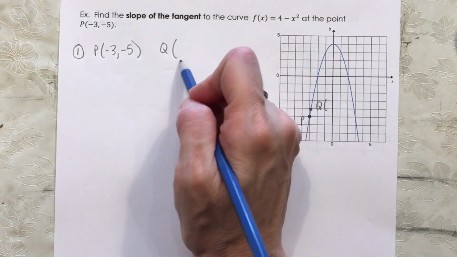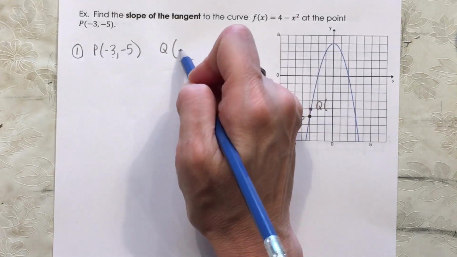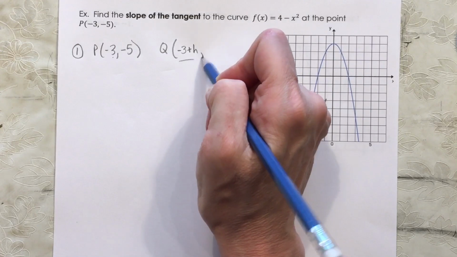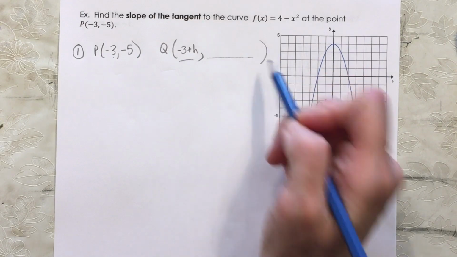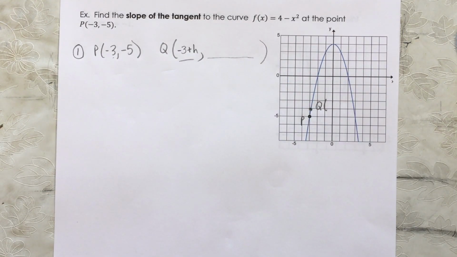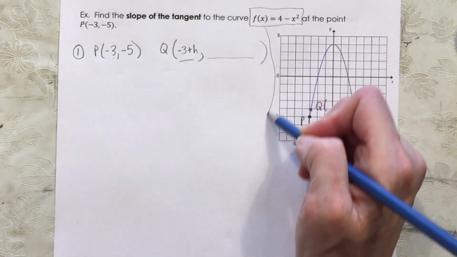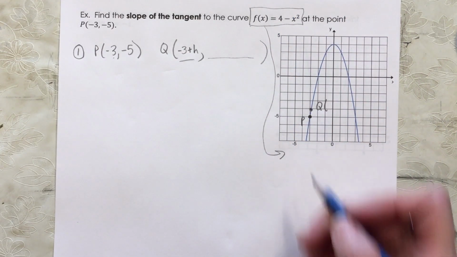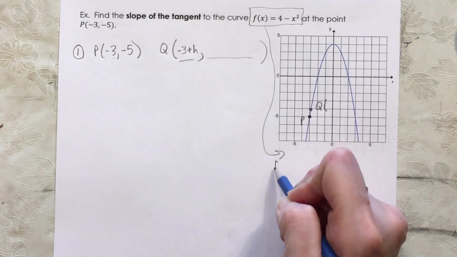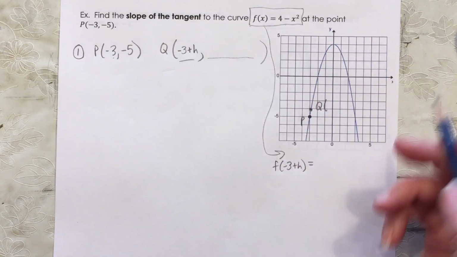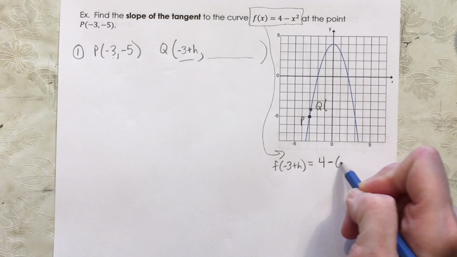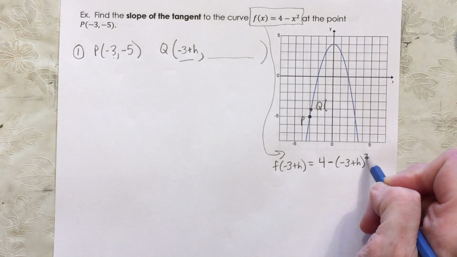So how do we say that? The x is going to be a little bit to the right, so it's going to be -3 plus that little bit h. Then we need the corresponding y value, which takes some effort to get. We have to use the defining function to figure it out. So I'm going to do this kind of work under the graph here. I want to find what is f at -3 plus h. So if I follow this function notation here, that's going to be 4 minus (-3 plus h) squared.